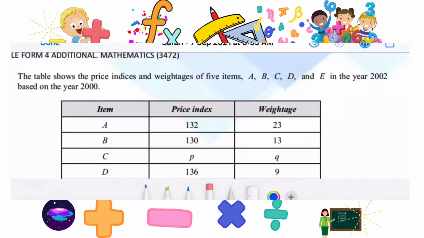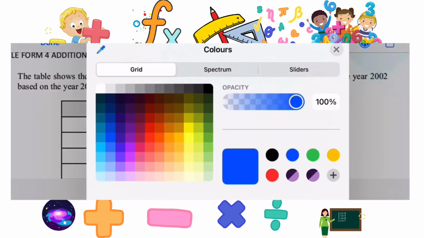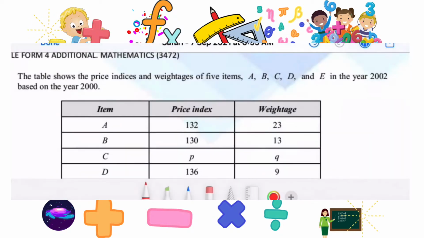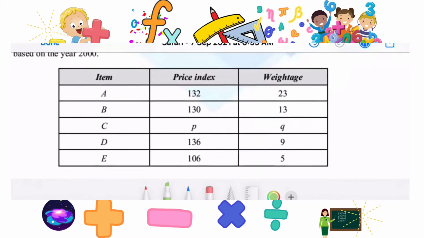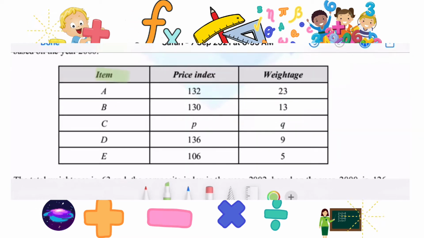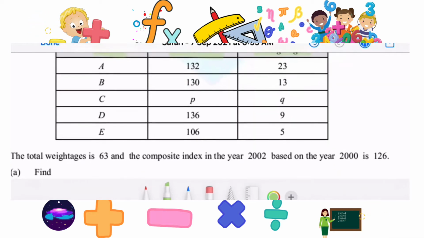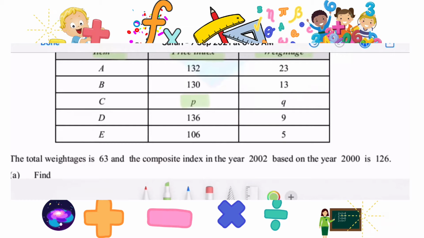Hello students, today I would like to discuss indices, price indices and the index number. Let's read through the table below. The table below shows the price indices and the weightage of 5 items A, B, C, D, E in the year 2002. So we have the item, the price index and the weightage. Now we are going to find the unknown P and Q.